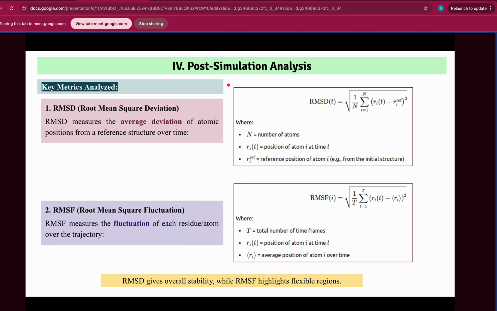Now after performing the MD simulation, after performing the production run, we are getting the results. So we have to perform their analysis. This comes under post simulation analysis.